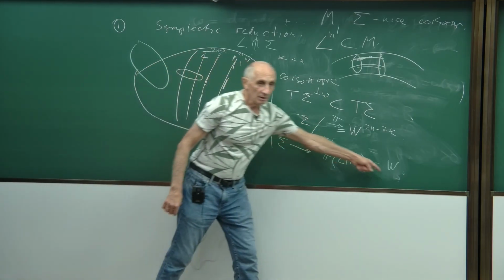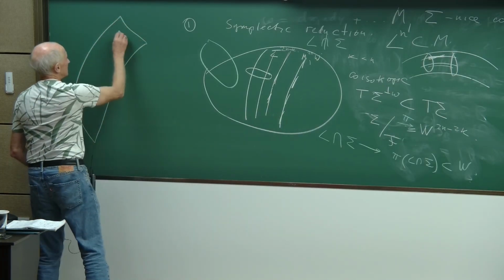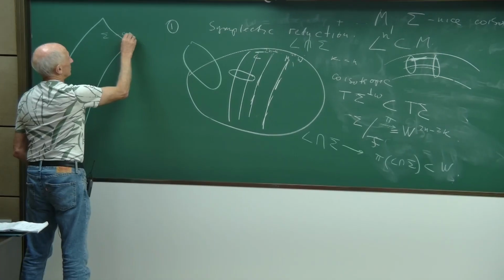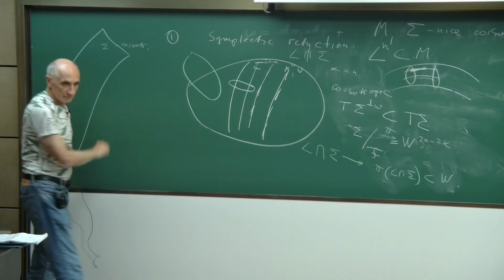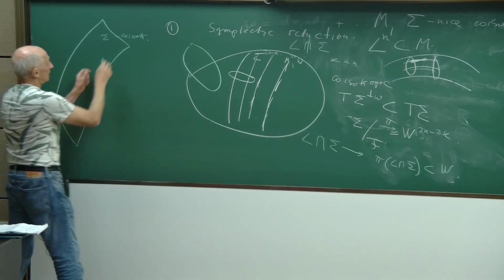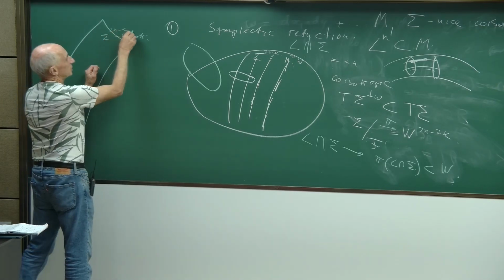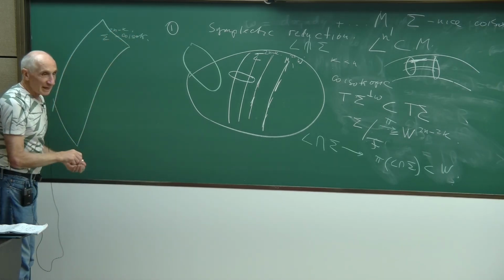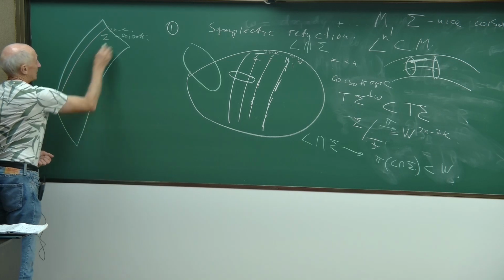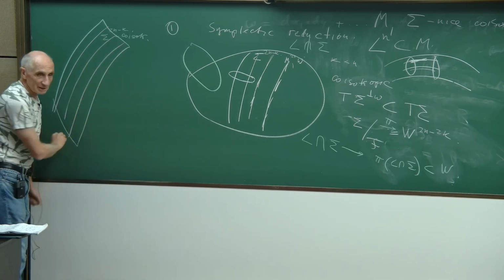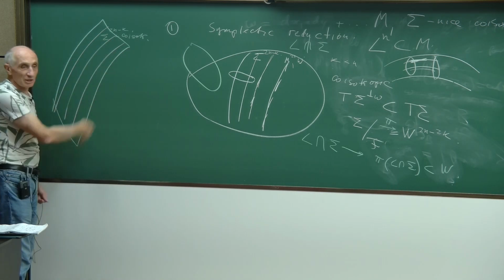Yes, I am confused with your picture. What is sigma in your picture? I thought sigma was... you have a sigma, and sigma is coisotropic. Okay? And it has dimension 2n minus 2k. And it's kind of nice coisotropic. That means that if I consider its characteristic foliation, then this is actually a fibration.